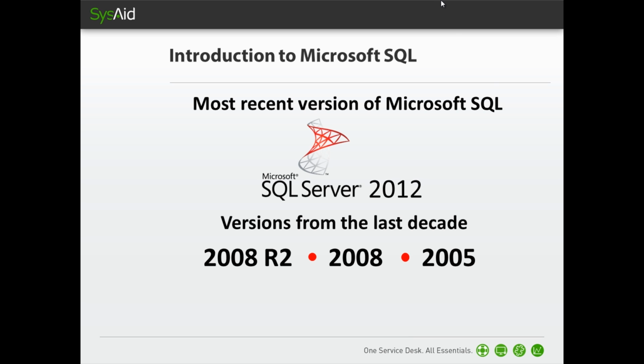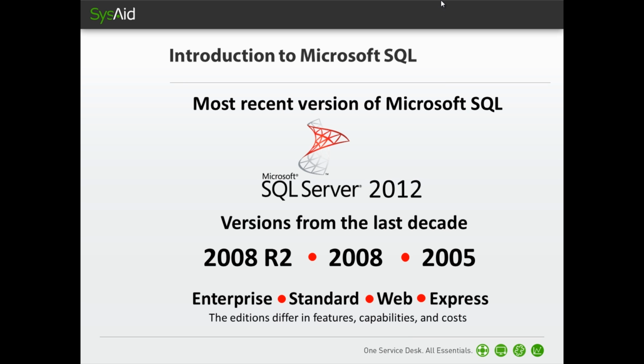I do want to talk a little bit about the editions. The more worth mentioning versions are the Enterprise, the Standard, Web, and Express, and they differ from one another in features, capabilities, what type of resources they can utilize from the hardware running on it, and obviously costs. So these are the differences. We're going to have a little bit more information about that in a couple of slides.